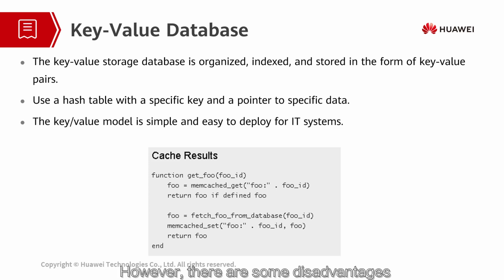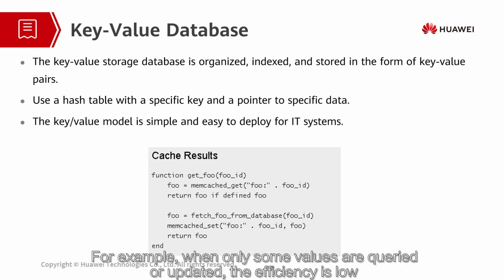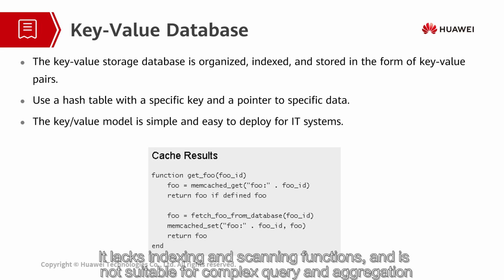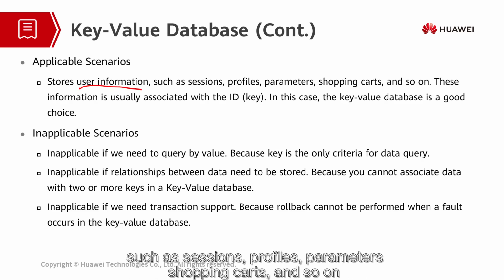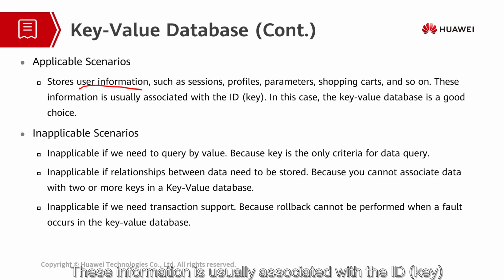However, there are some disadvantages. For example, when only some values are queried or updated, the efficiency is low. It lacks indexing and scanning functions, and it is not suitable for complex query and aggregation. So, as mentioned before, key value databases are applicable to store user information, such as sessions, profiles, parameters, shopping carts, and so on. This information is usually associated with the ID as the key.